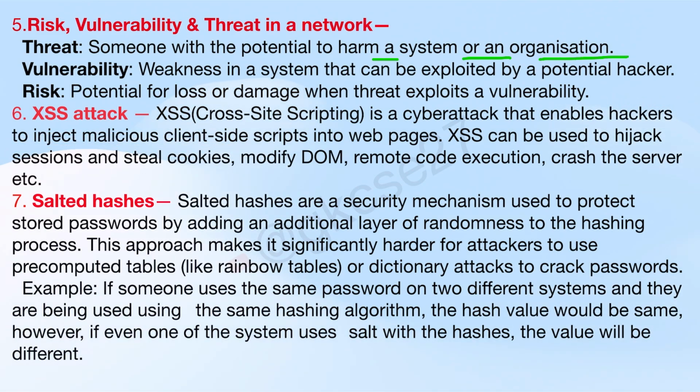Vulnerability is a weakness in a system that can be exploited by a potential hacker. That means in the system itself there is some weakness, so that someone from outside, a potential attacker or any person, can exploit the system. Risk is the potential for loss or damage when a threat exploits a vulnerability. So that means if there is a system weakness, then what can be its loss or damage? That is called its risk.